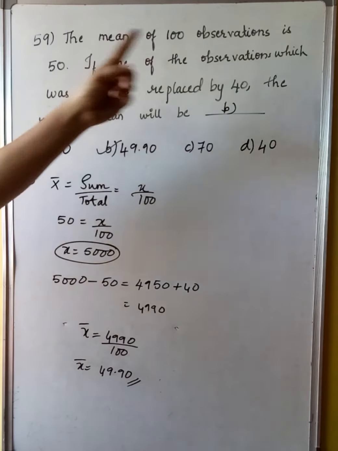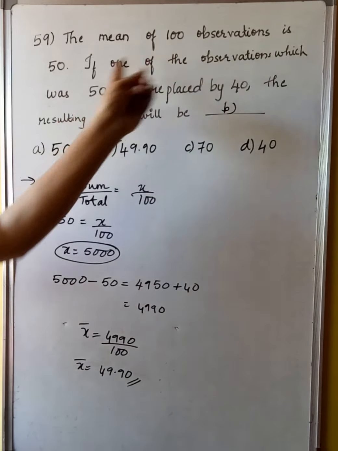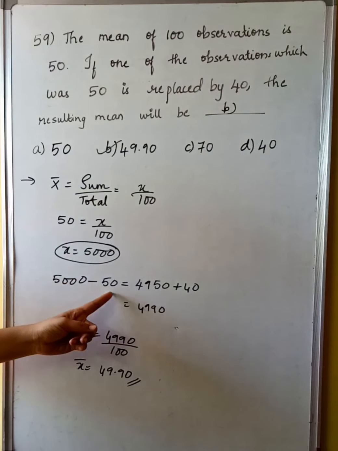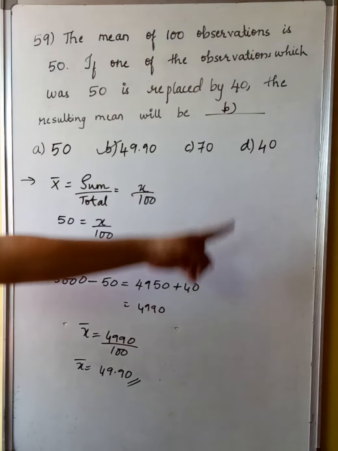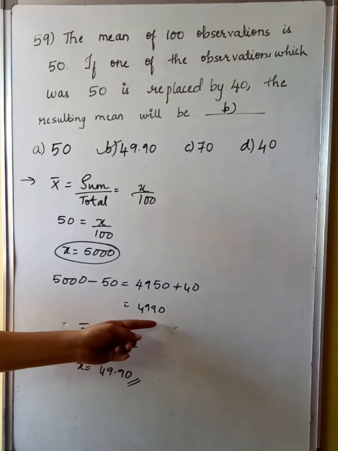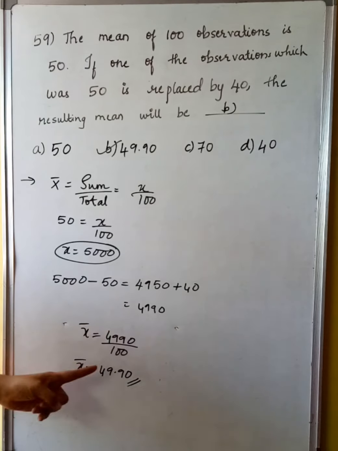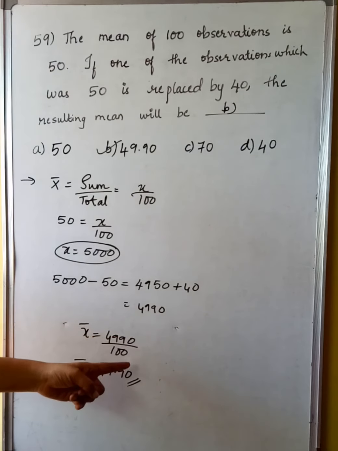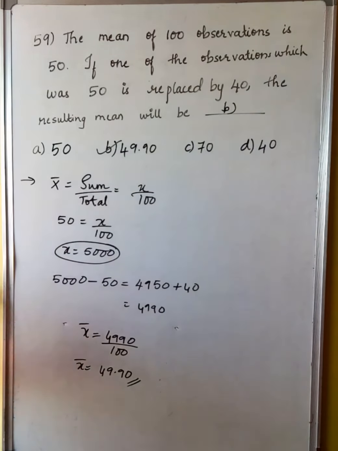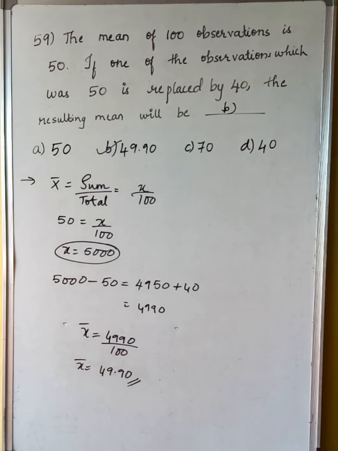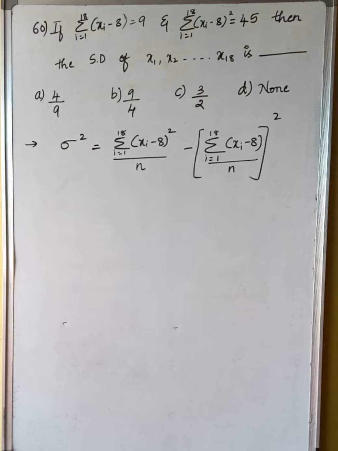So if one of the observations, which was 50, I'll be subtracting from the x observation sum which I have got, and later the replaced value I'll be adding. I'll be getting the sum of observations with the replacement of 40. For that I'll be finding the mean, which is the sum of observations divided by the total number of observations, which is 100. Divided by that term, you'll get the answer. Hope you have understood this question. So students, write down the next question.